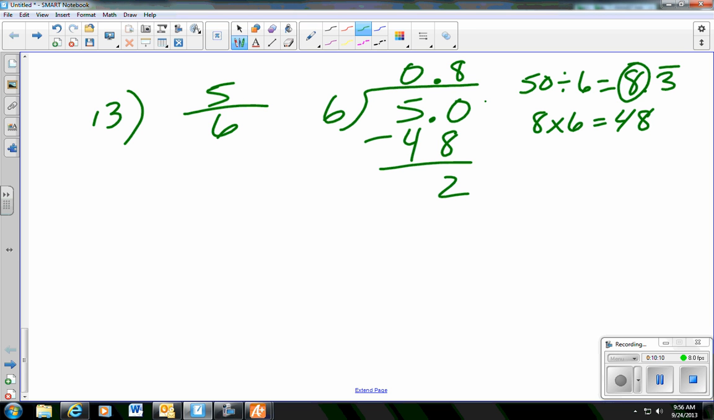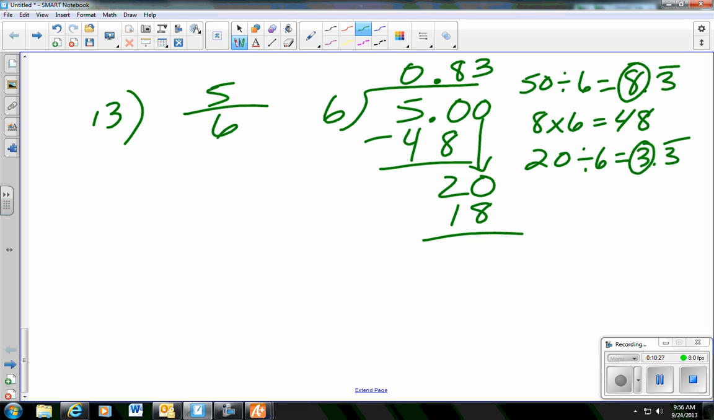You need to bring down another 0 to make 20. And use your calculator to do 20 divided by 6. And you'll get 3.3 repeating this time. Again, we just want the 3. So we have 3 times 6, and that is 18. Subtract and you get 2. Bring down another 0, and you get 20 again.